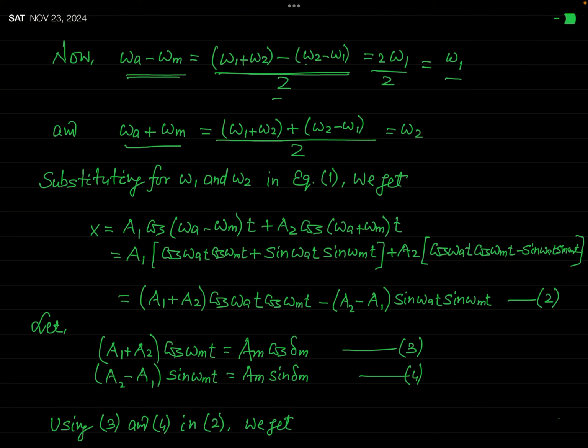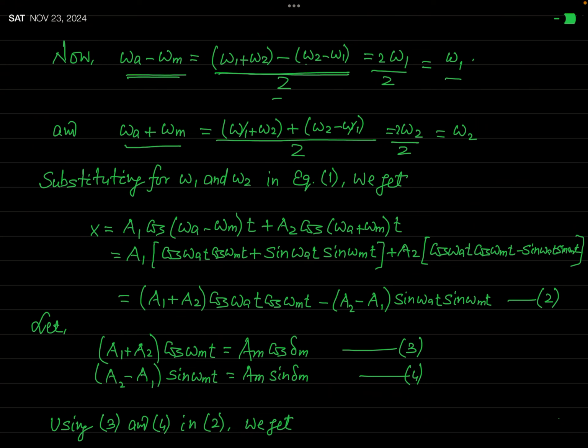Okay. In a similar manner, when we evaluate ωa + ωm, what will be our result? This will be (ω1 + ω2 + ω2 − ω1)/2. Here this ω1 and this ω1 will cancel out, and this will be 2ω2/2, and that is equal to ω2. So ω2 is equal to the sum of ωa and ωm, and ω1 is equal to the difference of ωa and ωm.